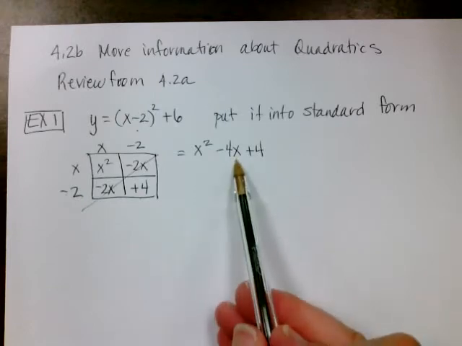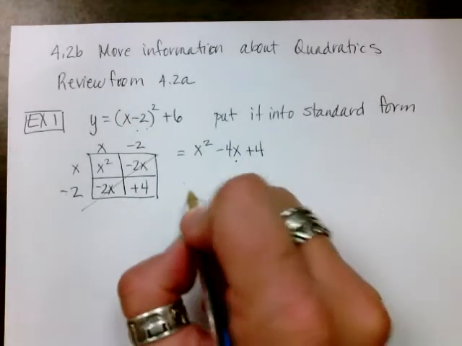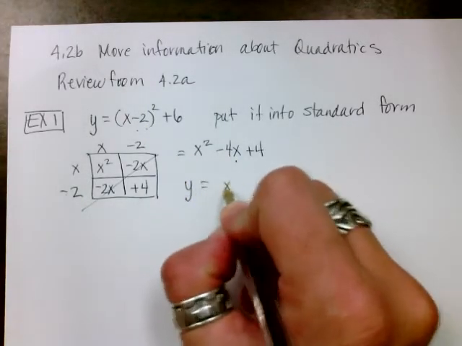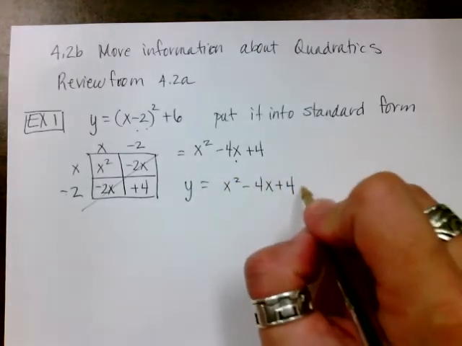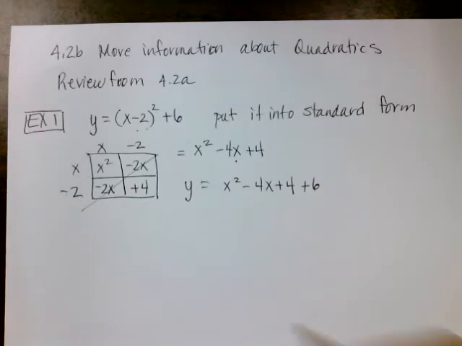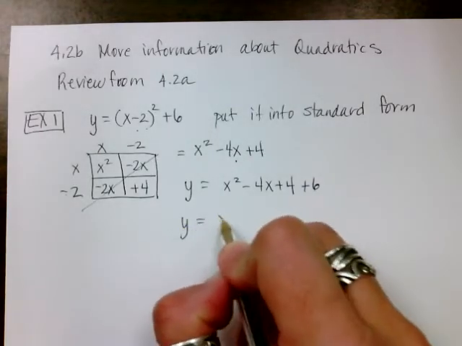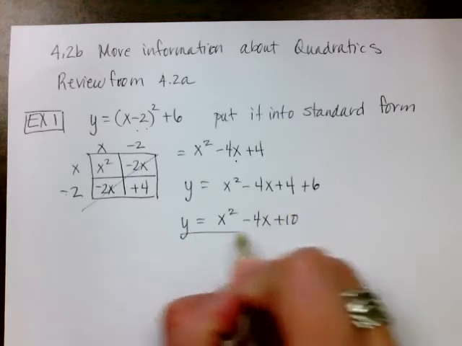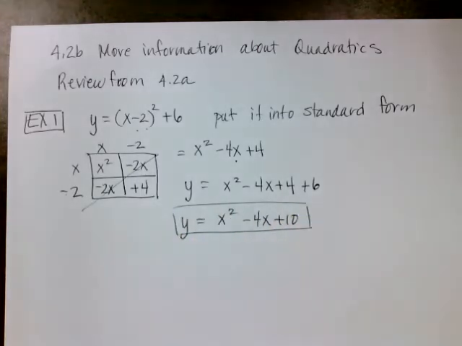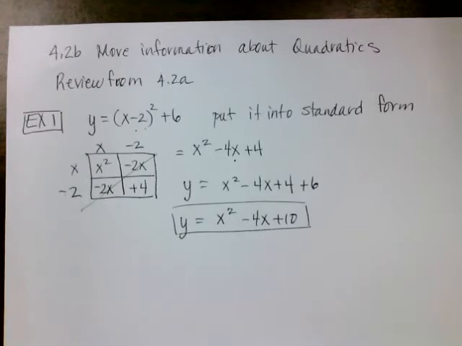Now I need to substitute this into the equation, so I'm going to get y is equal to x squared minus 4x plus 4, and then there's the plus 6. Combine like terms, and I get x squared minus 4x plus 10, and that's my answer. So that would be my quadratic equation in standard form.